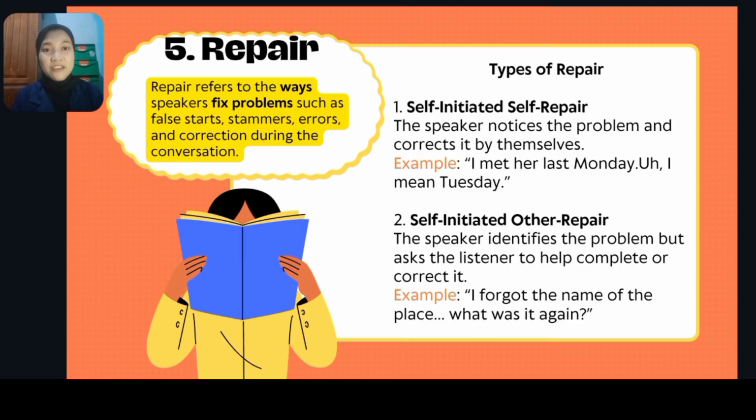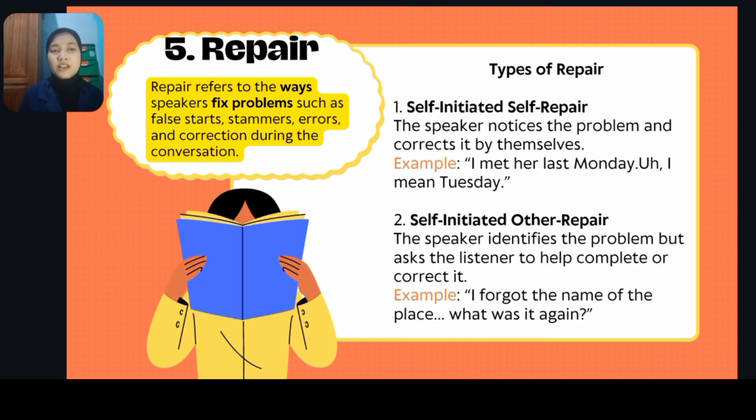So the fifth principle is repair. Repair refers to the way speakers fix problems such as false starts, stammers, errors, and corrections during the conversation. So there are some types of repair. The first one is self-initiated self-repair. The speaker notices the problem and corrects it by themselves.